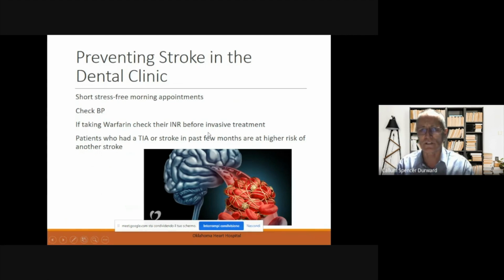To prevent strokes in the dental clinic, in patients who are susceptible, we should organize stress-free morning appointments, check their blood pressure, as high blood pressure is associated with stroke. If taking warfarin, an anticoagulant, check the patient's INR before invasive treatment. And in patients who have had a TIA or a stroke in recent months, remember that they are at higher risk of another stroke, so be particularly careful in that group.